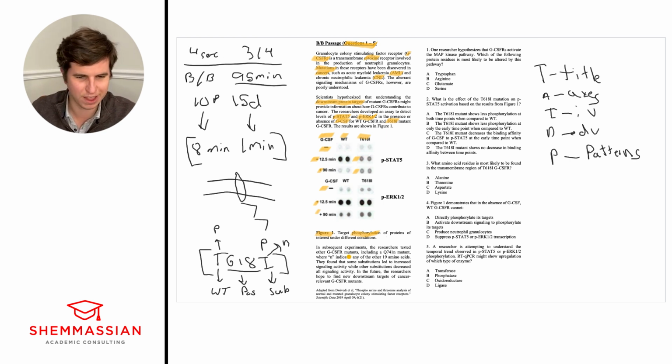All right, now let's finish out the last paragraph. In subsequent experiments, the researchers tested other mutants, including Q741N. There's that same format: at position 741, used to be Q, now it's N, which is lowercase n, so that means something else, where n indicates any of the other 19, so anything except for Q, any of the other 19 amino acids. They found that some substitutions led to increase, while others decreased signaling activity. In the future, the researchers hope to find new downstream targets of cancer-relevant genes.